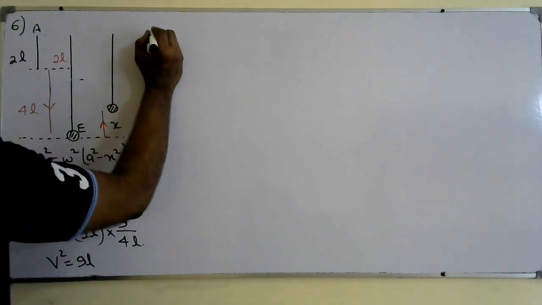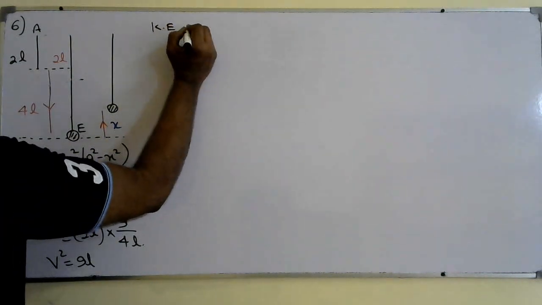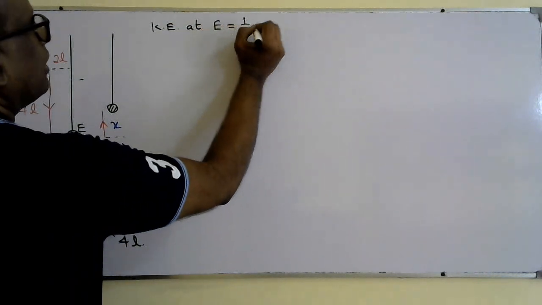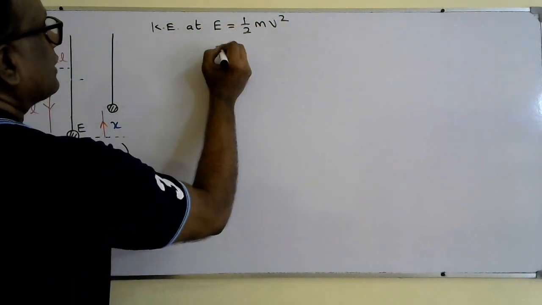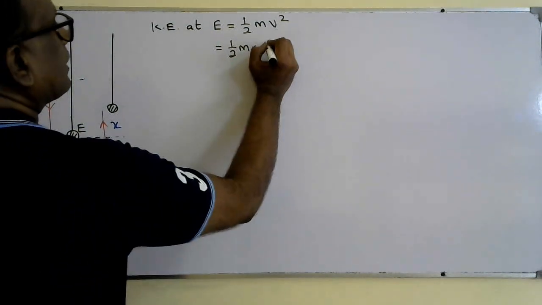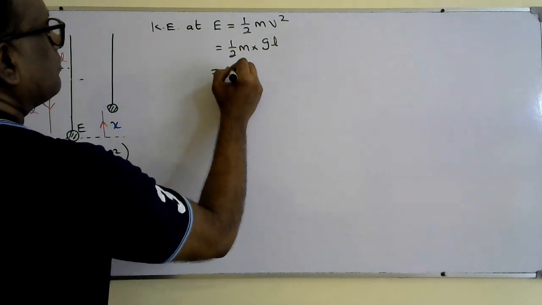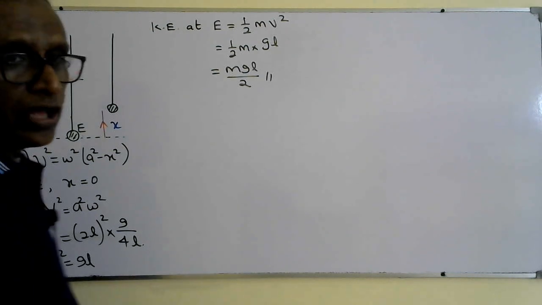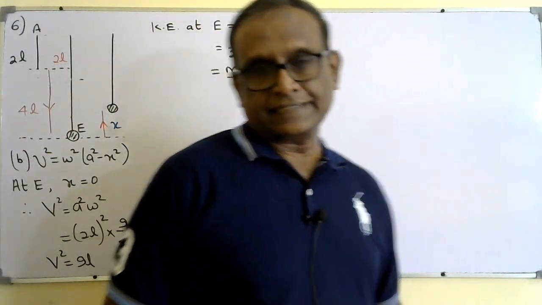Okay, so kinetic energy at E, that's the question. Kinetic energy at E, that's the equilibrium position, half mv squared, that is half m v squared gL, that is mgL by 2. That's the answer for B part, kinetic energy at E.